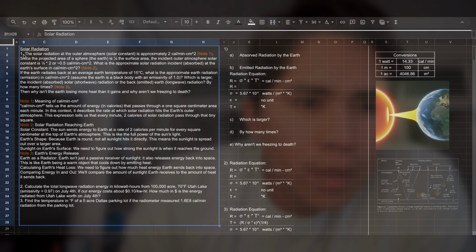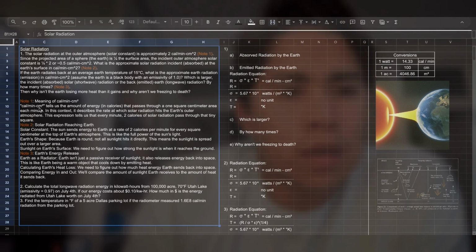It says the first part, we have 1, 2, 3 parts on this problem. The first part says the solar radiation at the outer atmosphere, solar constant, is approximately 2 calories per minute square centimeter. Note 1. The meaning of this unit, calories per minute centimeter square, tells us the amount of energy in calories that passes through a 1 square centimeter area each minute. In this context, it describes the rate at which solar radiation hits the Earth's outer atmosphere. This expression tells us that every minute, 2 calories of solar radiation pass through that tiny square. So this is what this unit means.